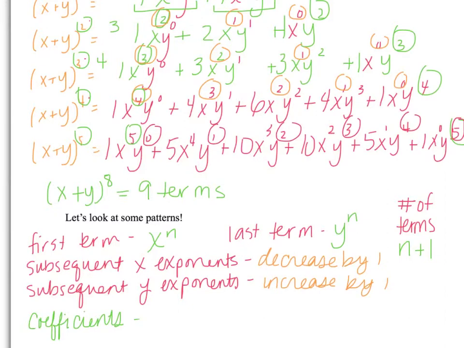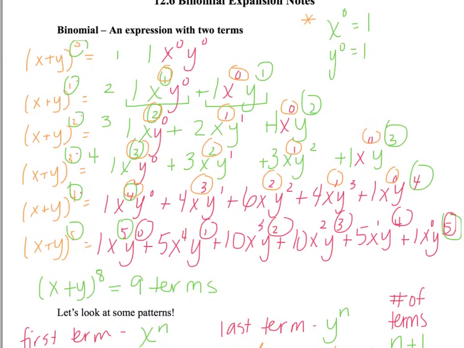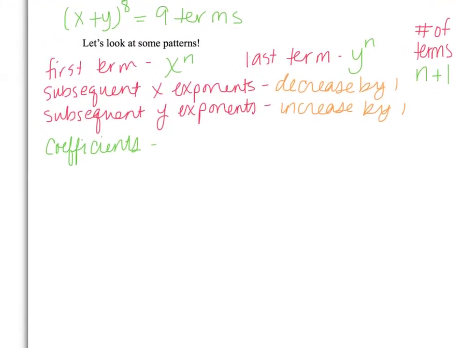The other pattern we want to notice is what's going on with the coefficients. This is a very, very popular pattern that we're going to look at. Notice on the outer edges, I have a 1 coefficient on all my first terms, and on all my last terms, I have a 1 coefficient. So what we end up developing is something called Pascal's triangle. So the coefficients form something called Pascal's triangle.